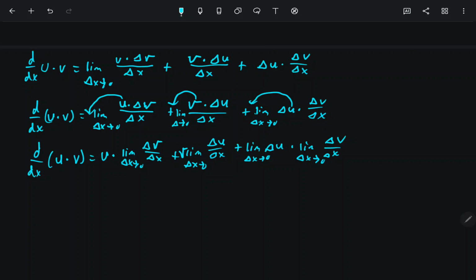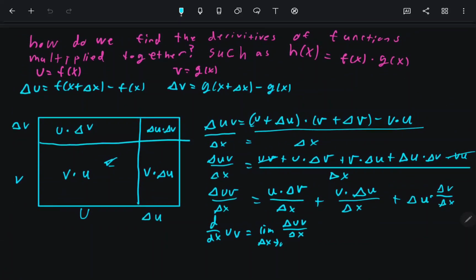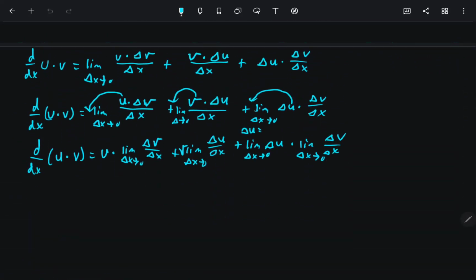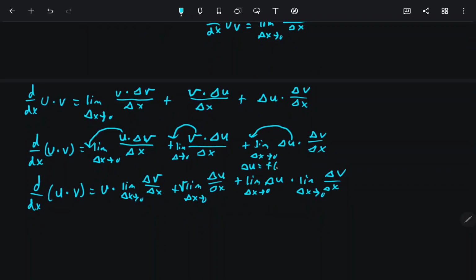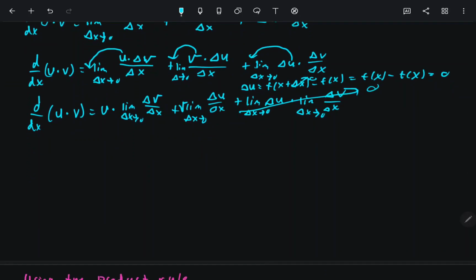Let me highlight for you that this change in u is equal to, if I remember correctly, u we said was f of x. So we have f of x plus a change of x, minus f of x. If this goes to 0, this just becomes f of x minus f of x, which is equivalent to 0. So everything right here is going to go to 0. Now let's worry about the rest of this.